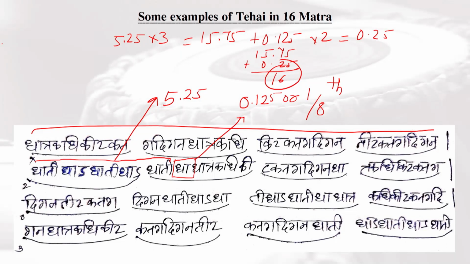Dhin, dhin, dha, dha, tin, tin, ta, ta, dhin, dhin, dha. Dhataka dhikita kata gadigana dhataka dhikita kata gadigana tita kata gadigana dhati dha dhati dha dhati dha, dhataka dhikita kata gadigana dhataka dhikita kata gadigana tita kata gadigana dhati dha dhati dha dhati dha.